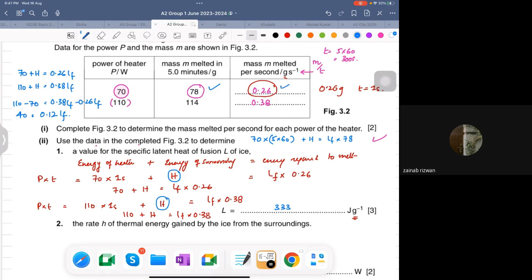Now this already means that basically it is grams. How much gram of water ice is melted in just 1 second? That's why we are multiplying one here. You get it?